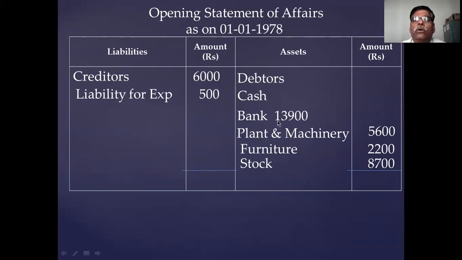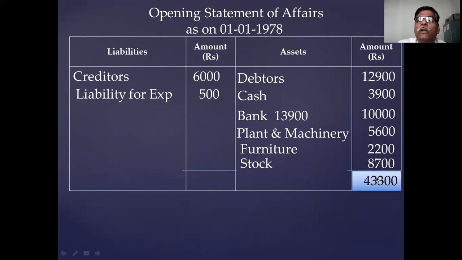Already these items are recorded. These three items, debtors, cash and bank, you have to record. You take debtors from the debtors account opening balance, cash from the cash opening balance, bank from the bank account opening balance. In the bank account opening is 10,000, already calculated. Then cash opening balance is 3,900. Debtors opening balance is 12,900. With this, the opening statement of affairs is completed.